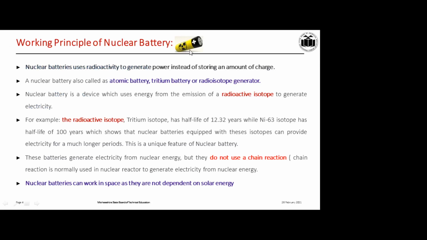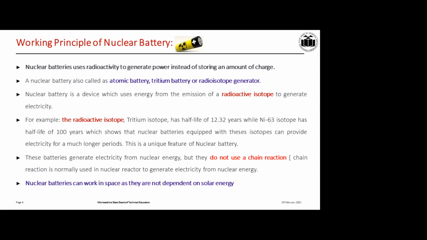Here in this image, this is the nuclear battery. It is very compact and small in size. Basically, nuclear batteries use radioactivity to generate power instead of storing an amount of charge. We have a concept in our mind that a battery is nothing but something that stores an amount of charge. But this nuclear battery is different from whatever batteries we use in our normal day-to-day life. The nuclear battery is also called an atomic battery. It is also called a tritium battery or radioisotope generator.